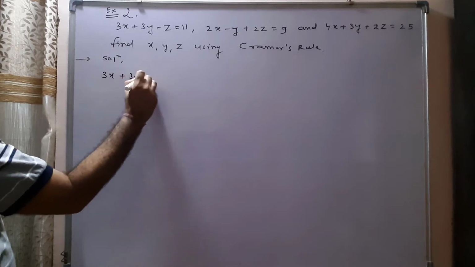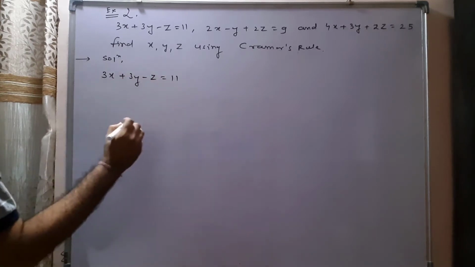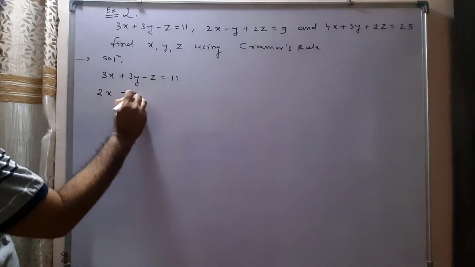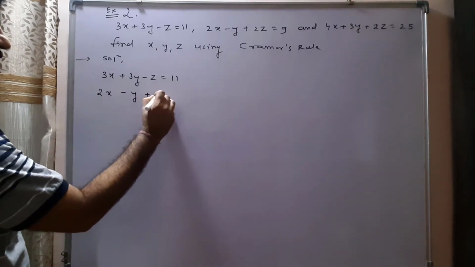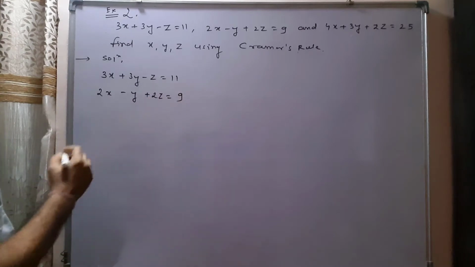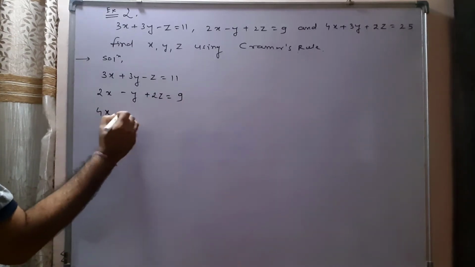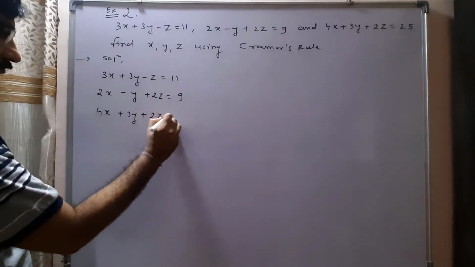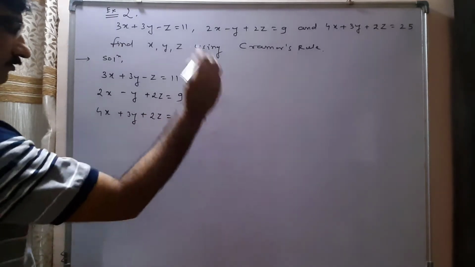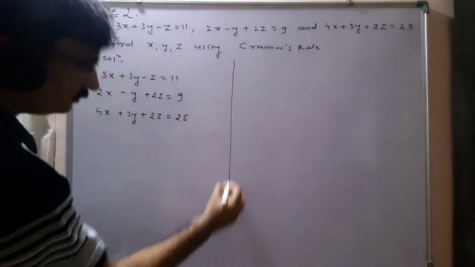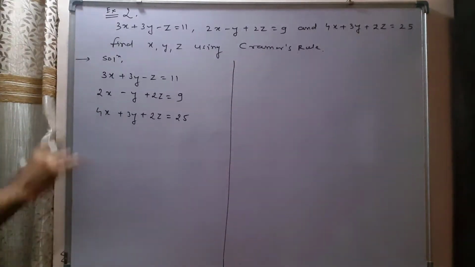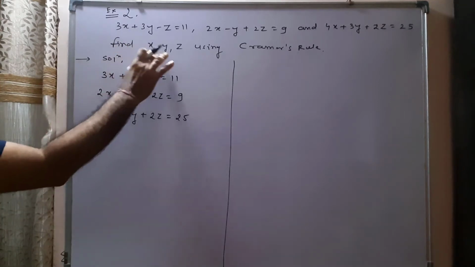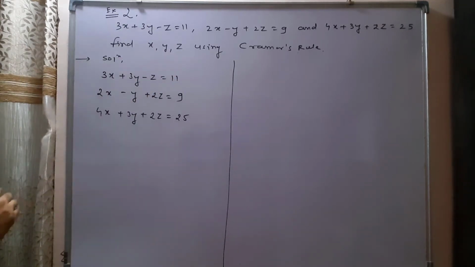3x plus 3y minus z is equal to 11. 2x minus y plus 2z equal to 9. 4x plus 3y plus 2z equal to 25. So these are the three simultaneous equations, and we have to find out the values of unknown x, y and z by using Cramer's rule.